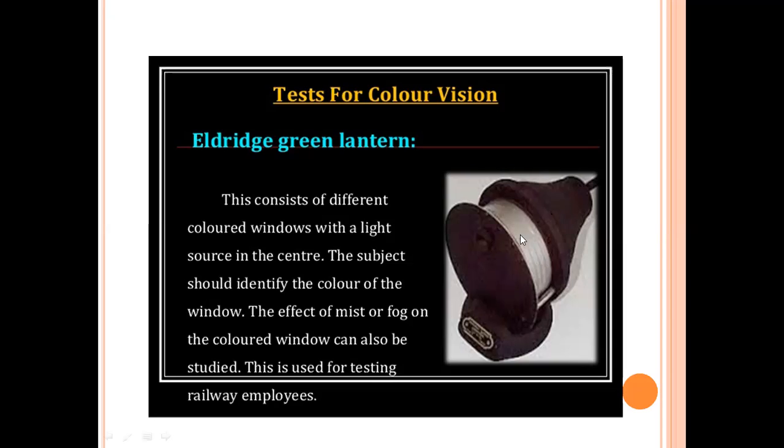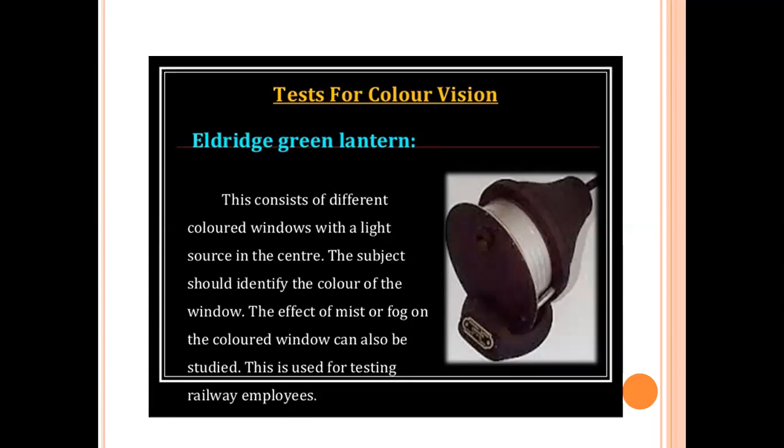So through this aperture we have to see the different colors. You can rotate the slides, second, third, fourth slides, over which there are different shades of color, dark to faint. By moving the second, third, fourth slots and seeing through this aperture, you ask the person to identify that color. That is called the Edridge-Green lantern test.